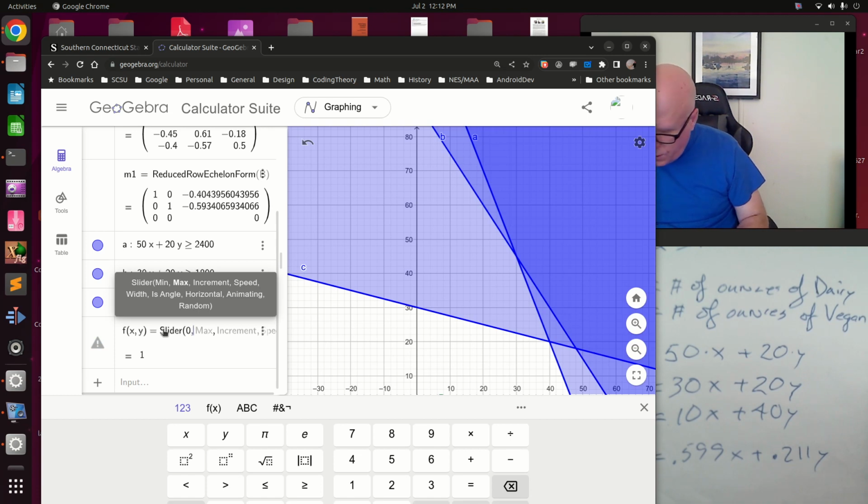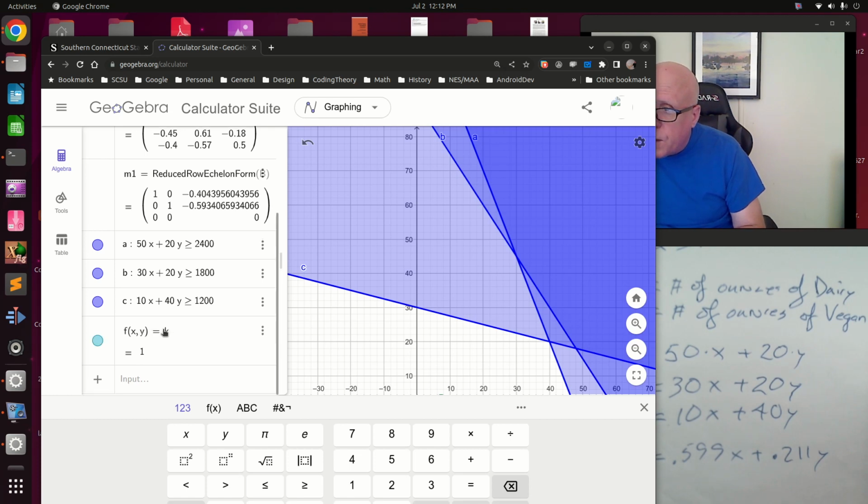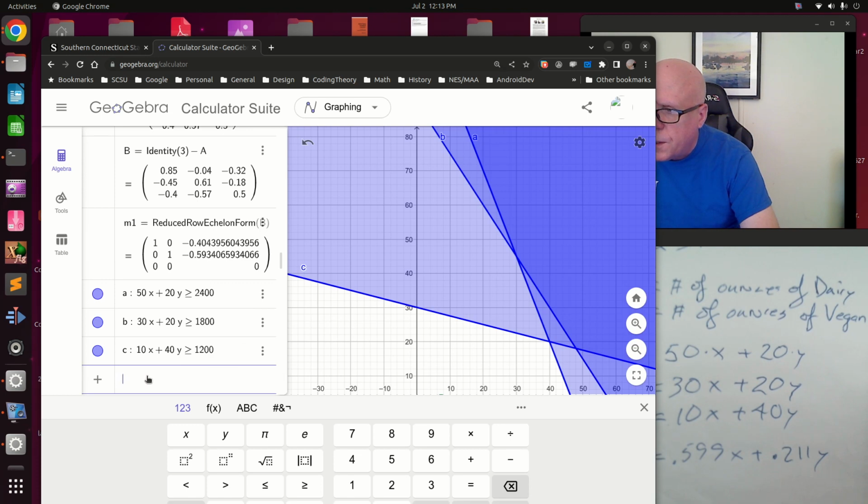I don't know what to use for all these variables for the slider, but let's just leave the rest of those at their defaults and see what we get. All right, you know what? I'm sorry. Rather than messing around with GeoGebra's interface, let me just do this the brute force way. 0.599x plus 0.211y equals k.